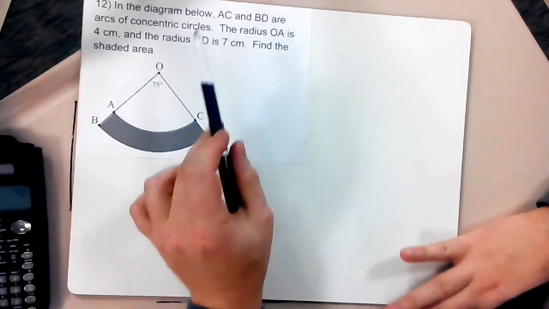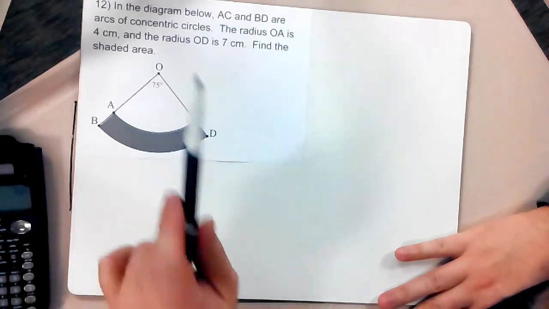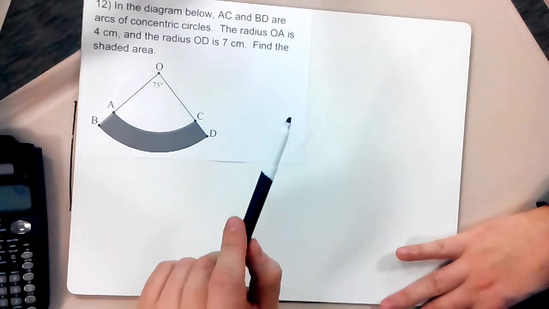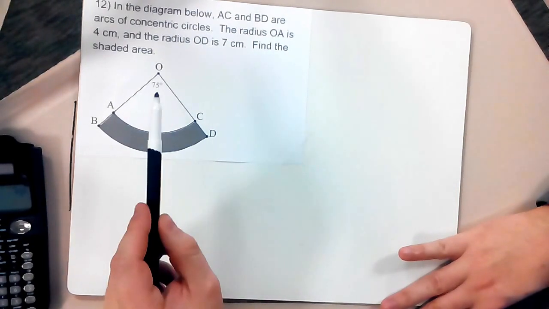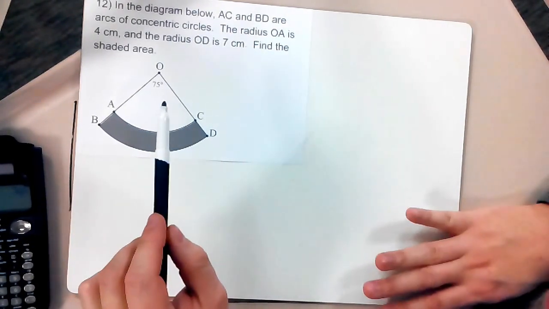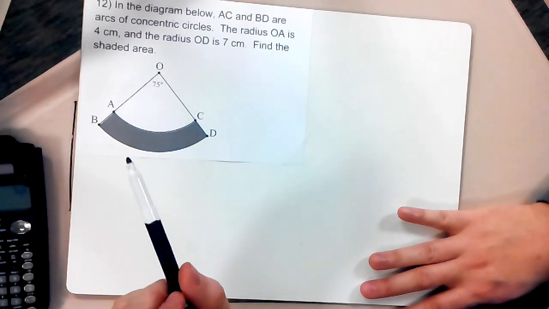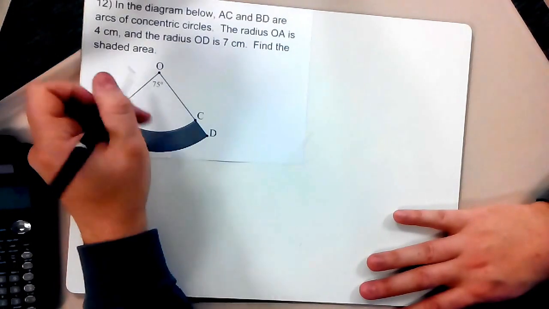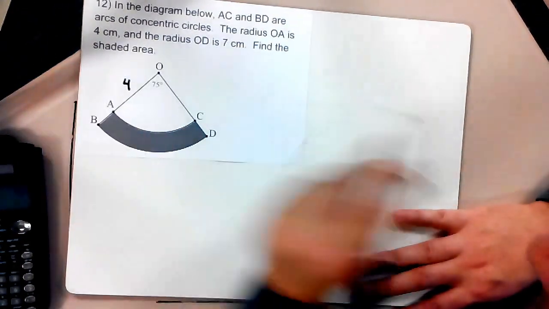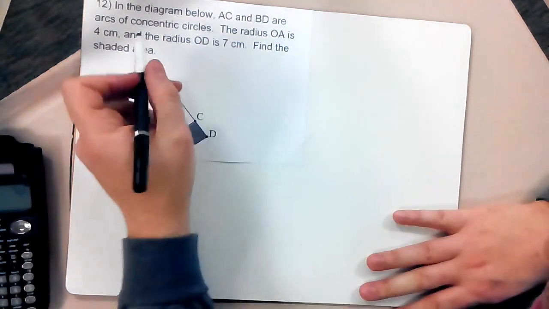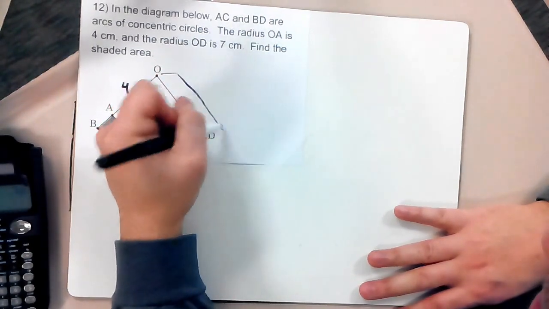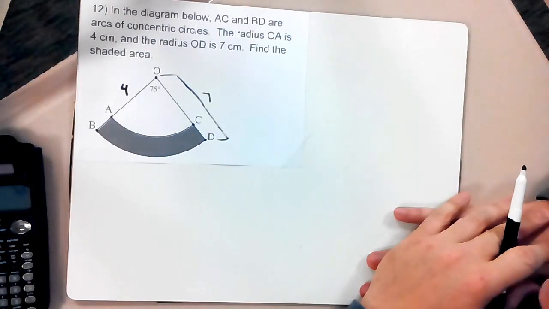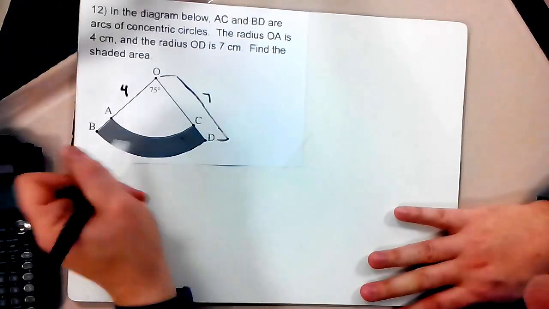So it says here in the diagram below, AC and BD are arcs of a concentric circle. A concentric circle is a circle within a circle. The radius OA is 4 centimeters and the radius OD is 7 centimeters. Find the shaded area. All right, let's see here. So the radius OA is 4 centimeters. So this is 4. The radius OD, that's from here to here, is 7. And we just have to find the area of the shaded region, which is this, right? Okay.